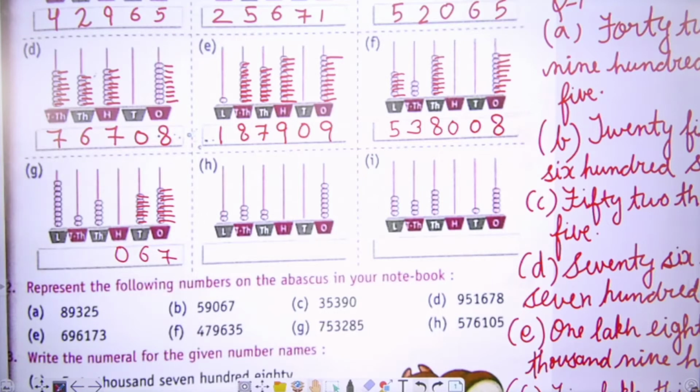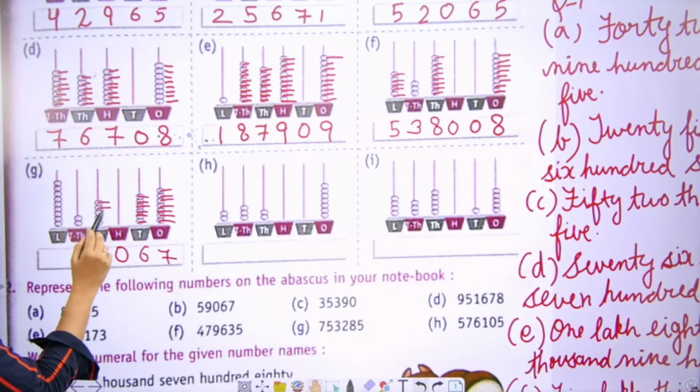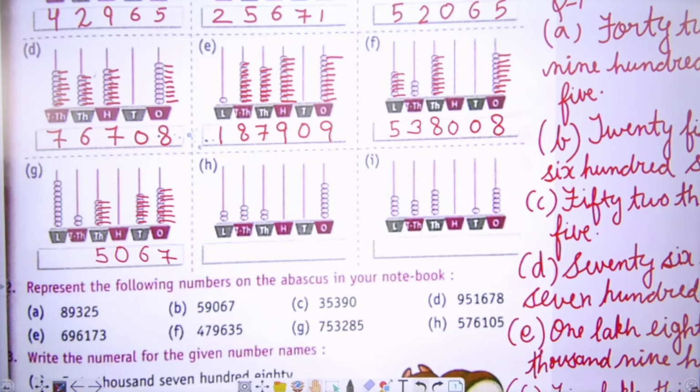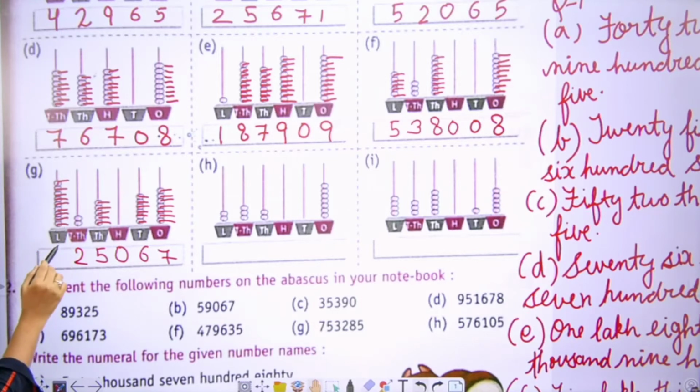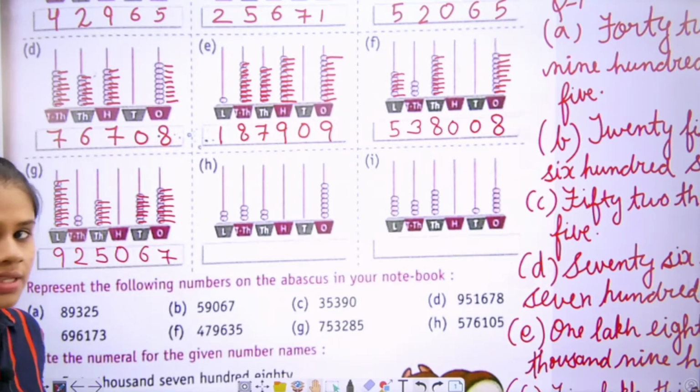Next, in 1000 side, 1, 2, 3, 4, 5. We will write here 5. In 10,000 side there is only 2 bits. We will write here 2. Next, in lakh side, how many bits are there? Let's count all together. 1, 2, 3, 4, 5, 6, 7, 8, 9. We will write here 9. Now we have to write in words.